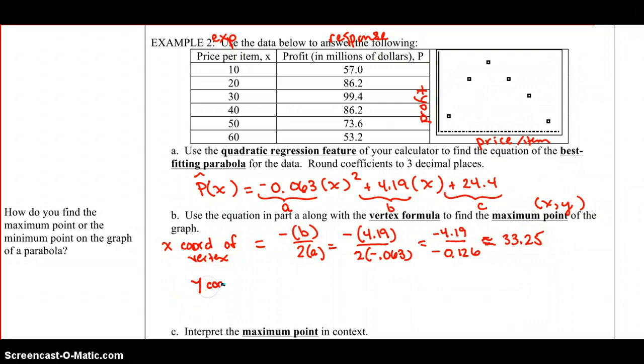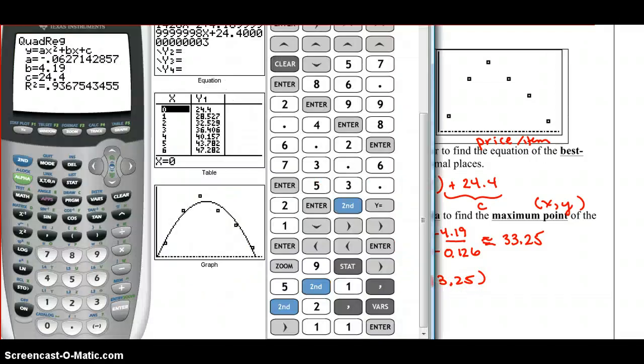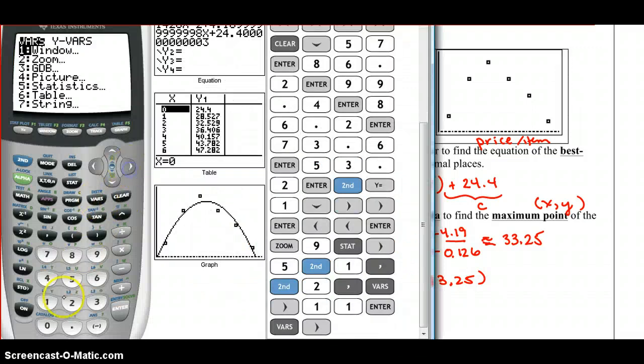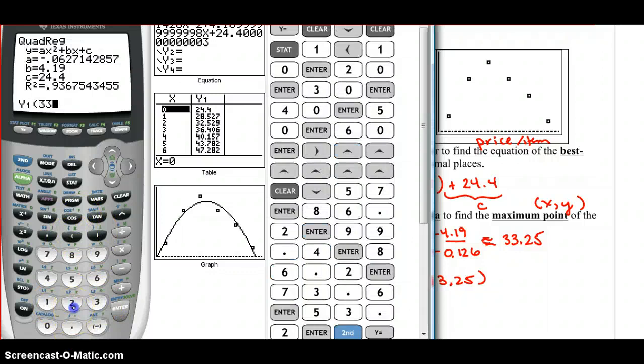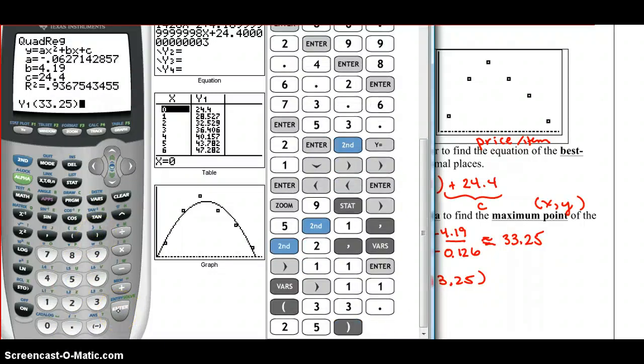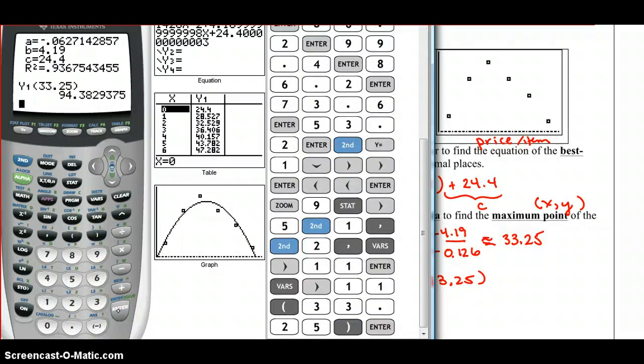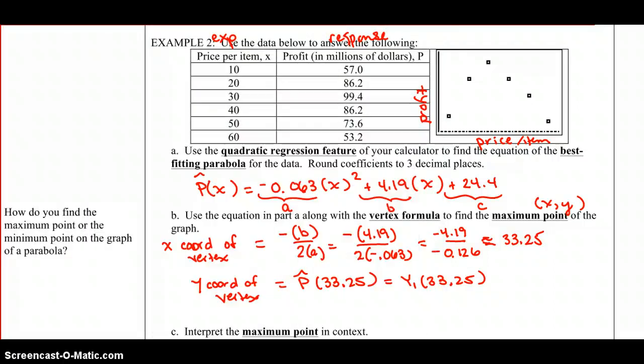So to get the y-coordinate of the vertex, we need to plug this number into our function, but that function we stored in y1. So on the calculator, we can do variables over 1, 1, and then tell it to put in an input of 33.25. And we get rounded off about 94.4.